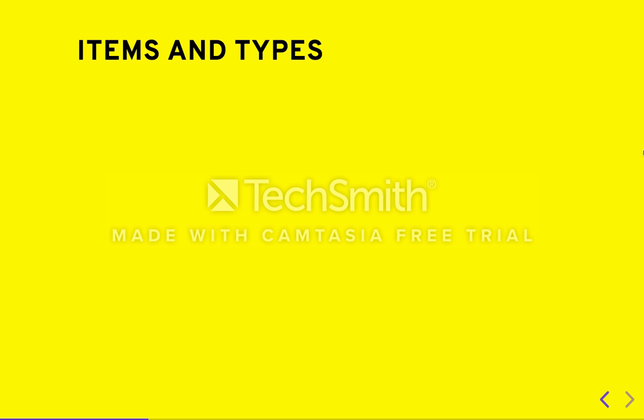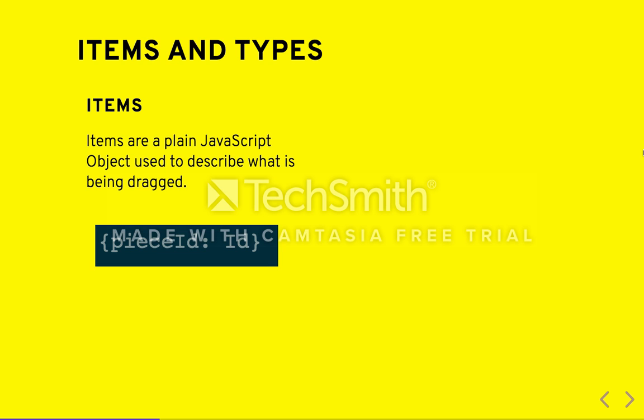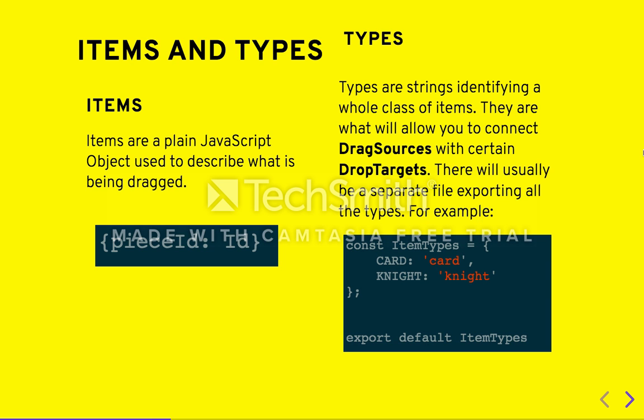The next things you're going to need to understand are what items and types are. Before we proceed any further, just remember this is just a quick walkthrough of the things you need to understand before we go into our use case. An item is basically a plain JavaScript object used to describe what is being dragged. For example, in our case, we're going to be dragging a piece around the board. So we're going to have an empty object, we're going to pass it a piece ID and give it an ID.